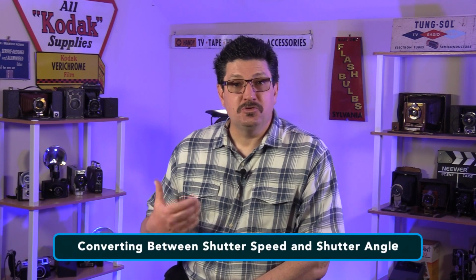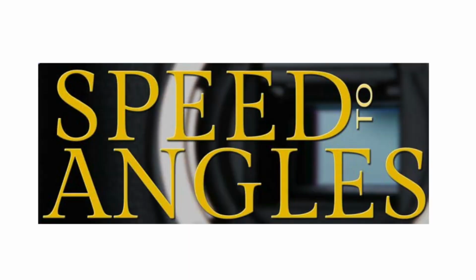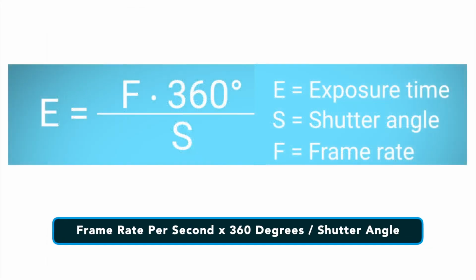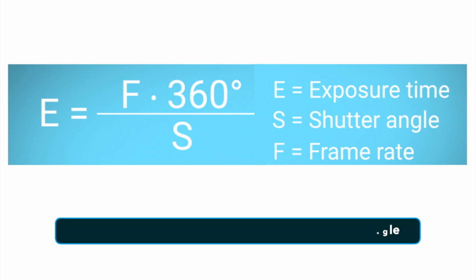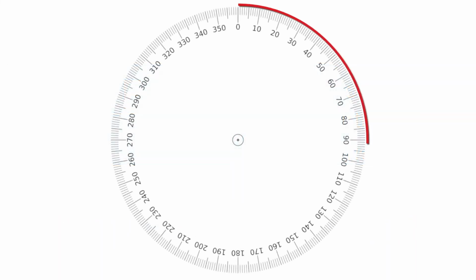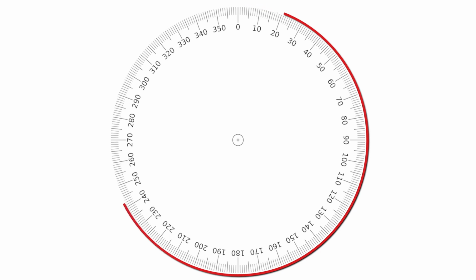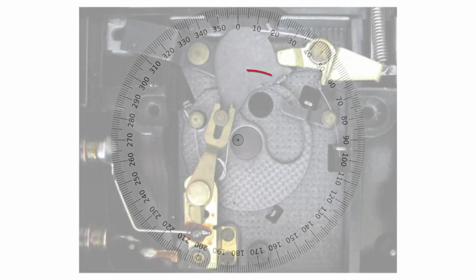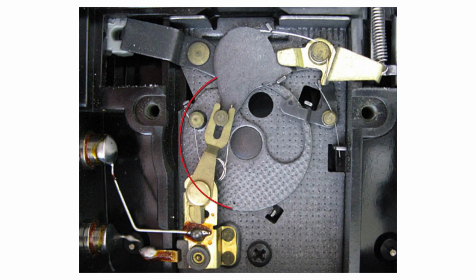So, how do you convert from shutter angle to shutter speed? If you find yourself in the situation where you need to convert from shutter angle to shutter speed, here's the equation that you need to use to do just that. Frame rate per second times 360 degrees divided by the shutter angle. 360 degrees, or the number 360, is used because, as I mentioned, it's the degrees found in a circle, and rotary shutters are round and they spin in circles.